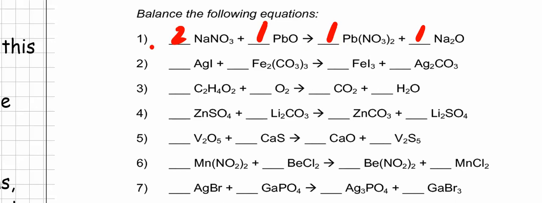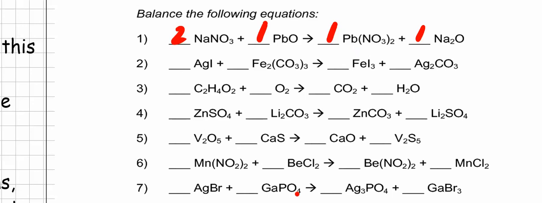So let's do one final check, left to right. We have 2 sodiums here, 2 sodiums here. We've got 2 nitrogens here. How many nitrogens on the other side? We've got 2 nitrogens over here. We've got 6 oxygens over here. Actually, we've got 7 oxygens, 6 plus 1 is 7. We've got 7 oxygens over here. That looks good. 1 lead, 1 lead. We're in very good shape here. All right?